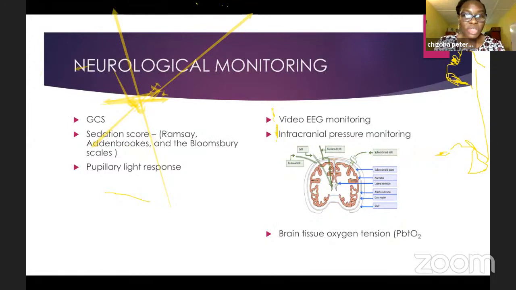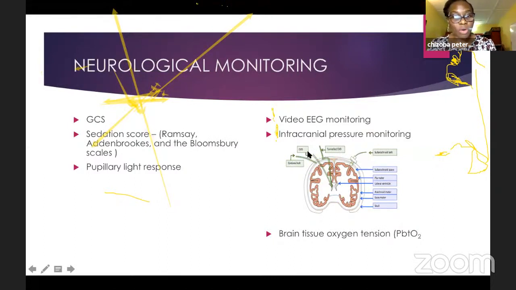Neurological monitoring, obviously we all know about monitoring the GCS. We know sedation scores, there's Ramsay, Richmond, Bloomsbury scales, and we can shine a light to check for pupillary light response. But these things are very subjective. People may get it wrong and write the wrong thing. So video EEG monitoring is important in neuro ICUs, obviously not for all your patients. And intracranial pressure monitoring, you can put in a bolt in the subarachnoid space.